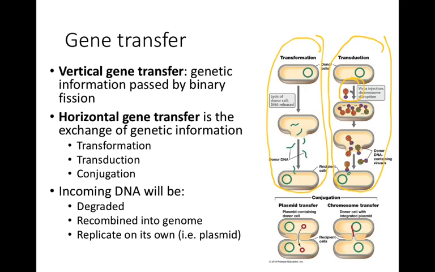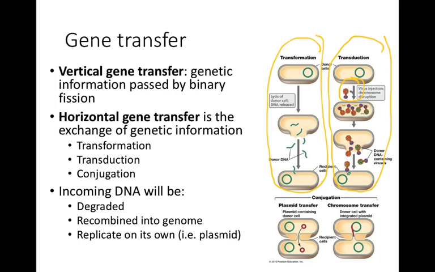All right, so after this broad overview, for the next 20 minutes or so, I'm going to give you a list of terminology associated with these different mechanisms of gene transfer. In total, there are 4 different mechanisms of gene transfer: vertical, and then 3 specific forms of horizontal. One is transformation, one is transduction, and one is conjugation.